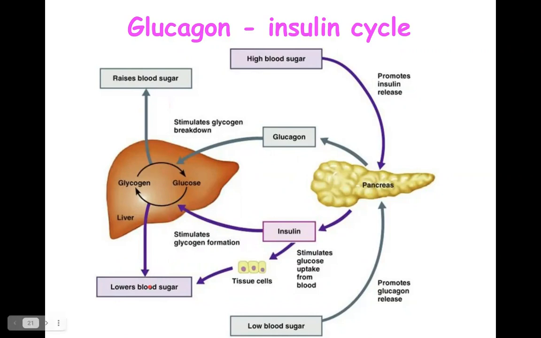Now, if there is a low blood sugar, then this low blood sugar will promote release of glucagon. If there is a high blood sugar, this high blood sugar will promote the release of insulin. So your blood, the pancreas, the liver, the body cells themselves will be able to regulate the glucose metabolism by using the glucagon insulin cycle.